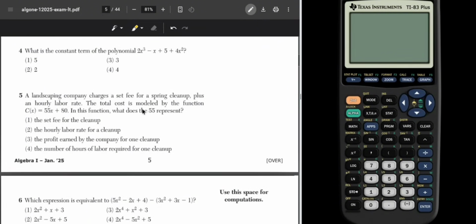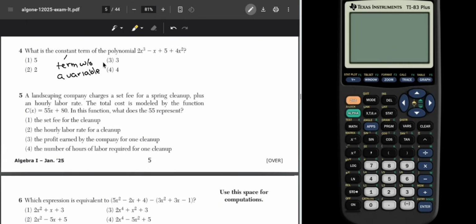Question number 4. What is the constant term of the polynomial 2x cubed minus x plus 5 plus 4x squared? So the constant term is going to be the term without the variable.